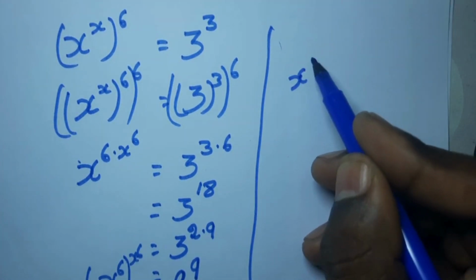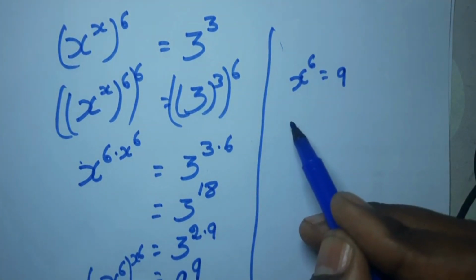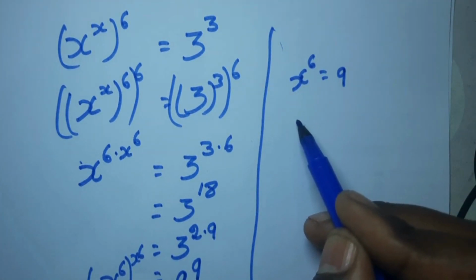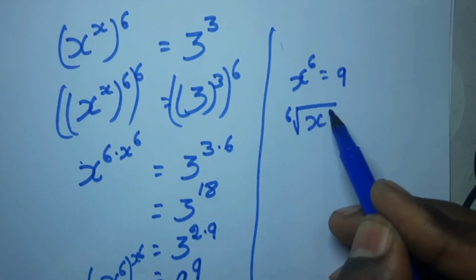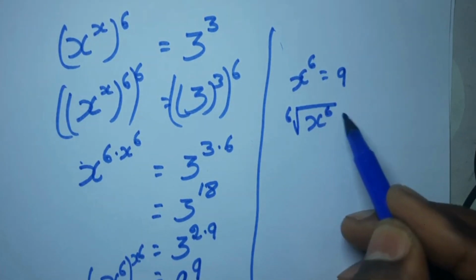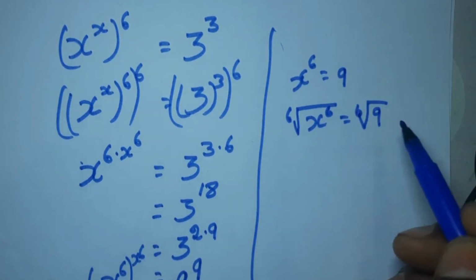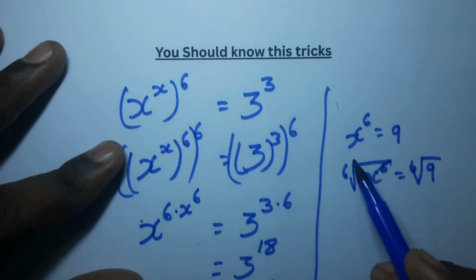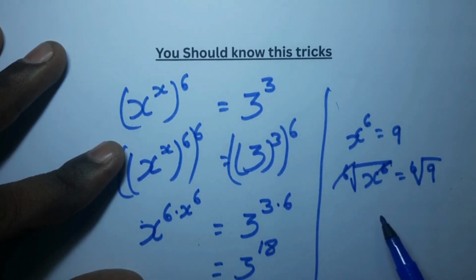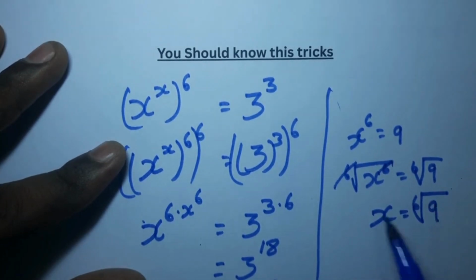x to the power of 6 equal to 9. Now we are taking the power 6 on both sides: x to the power of 6 whole to the power 6 equal to 9 to the power 6. Now this 6 and this 6 will be cancelled. x equal to 9 to the power 6. This is the answer.